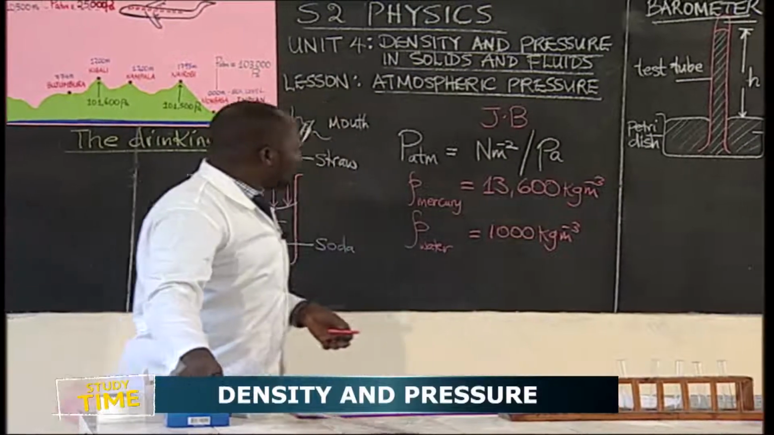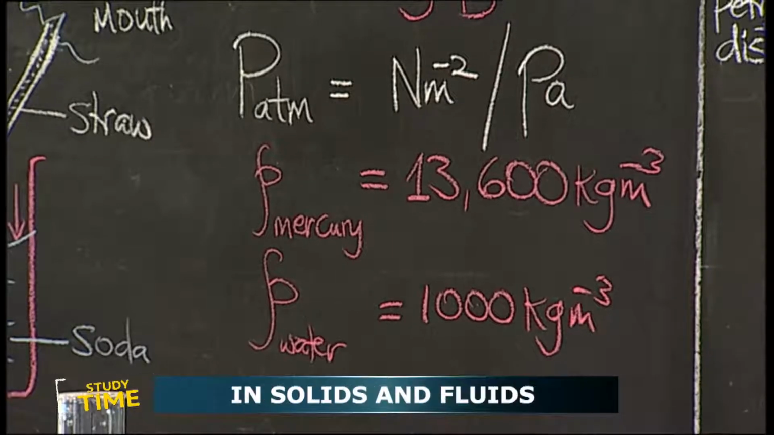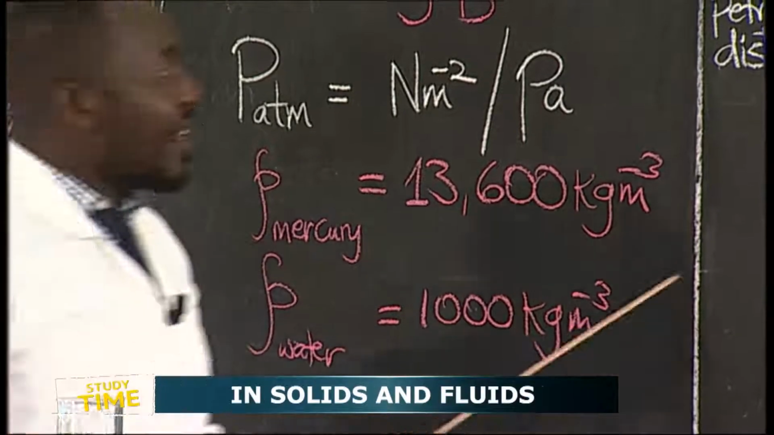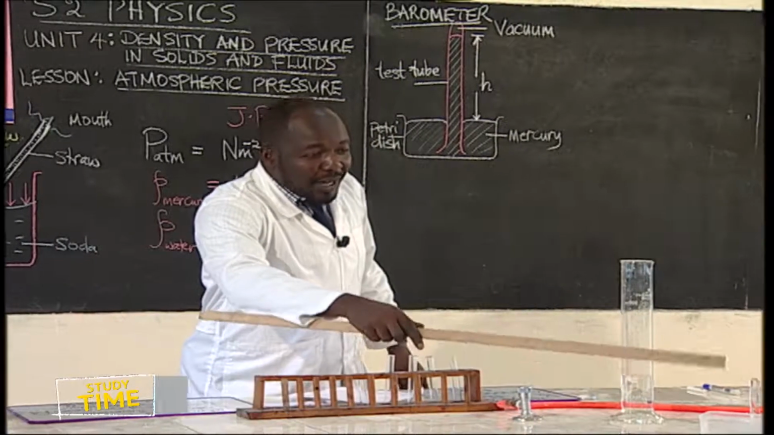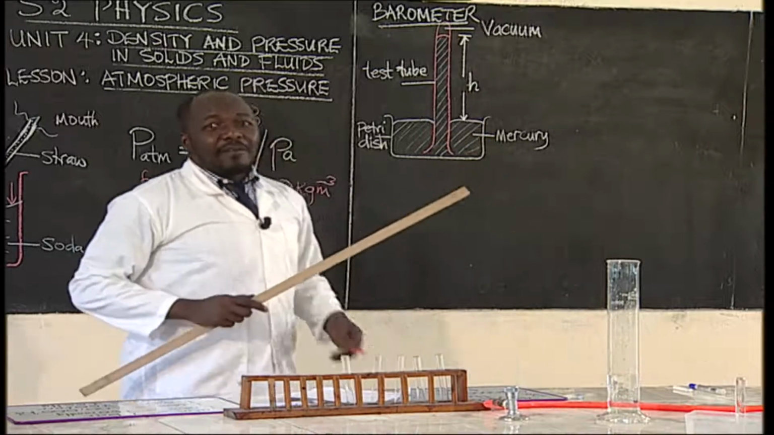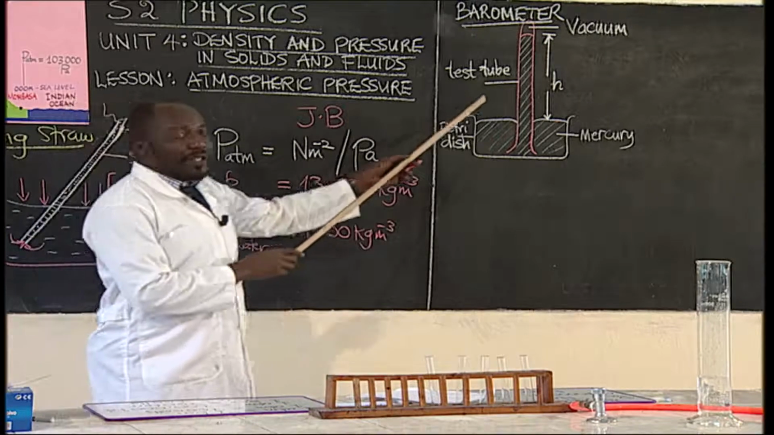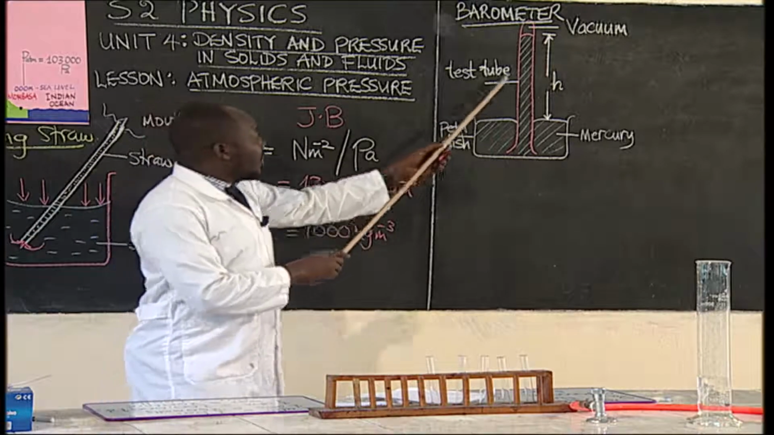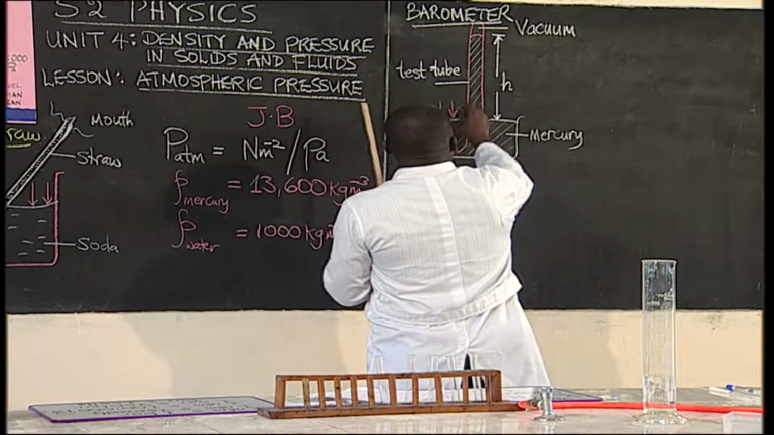What about if we use mercury? Will it support a very great height? Okay, let us see. So we repeat the same experiment like we did here, but we don't use water. We now use mercury. Unfortunately, I don't have mercury here, so we shall just look at what happens when we use mercury. So if we use mercury, atmospheric pressure will push this surface down.